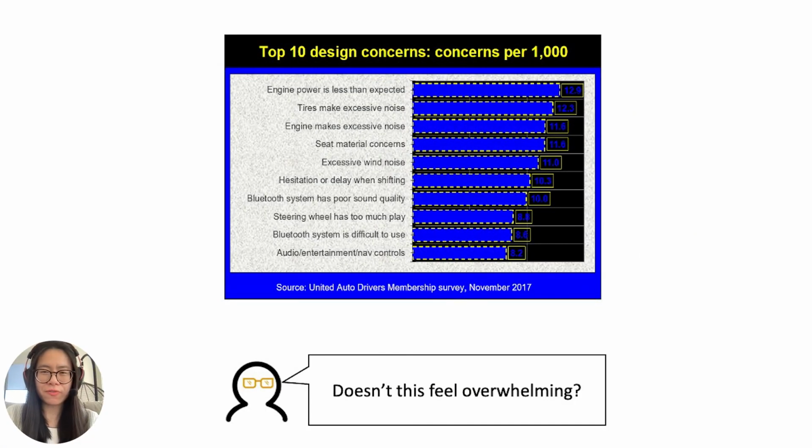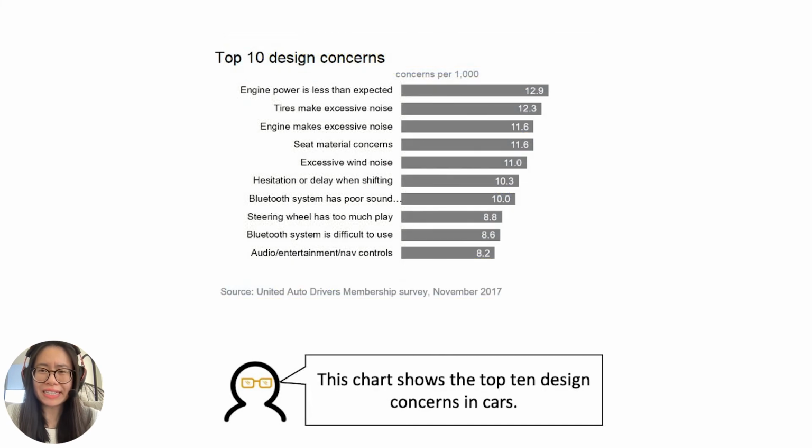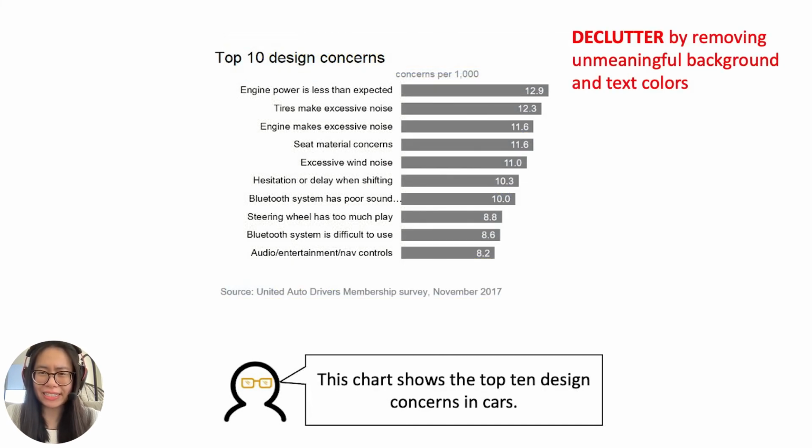So let's look at one last example. So here is our first chart. Doesn't it feel overwhelming? It's hard to tell even what it's trying to say. But we can declutter it by removing the unmeaningful background and text colors. And now it's much easier to see that the chart is about the top 10 design concerns in car manufacturing.